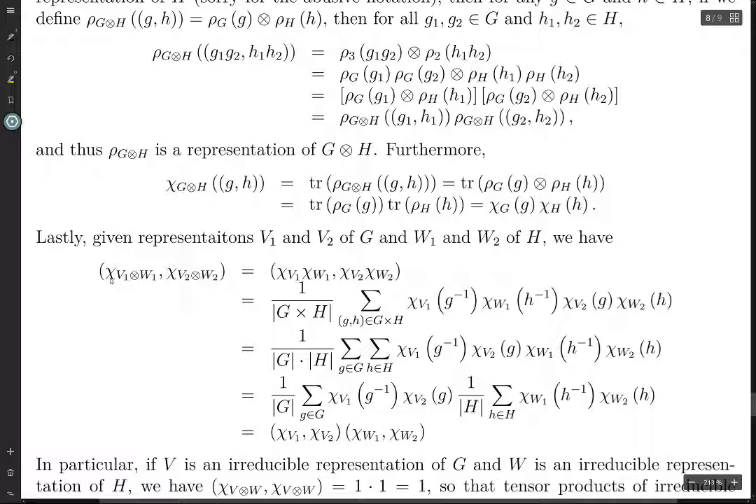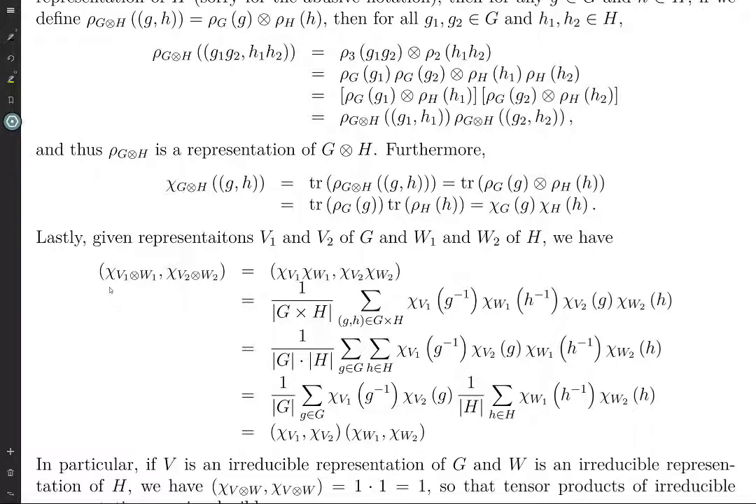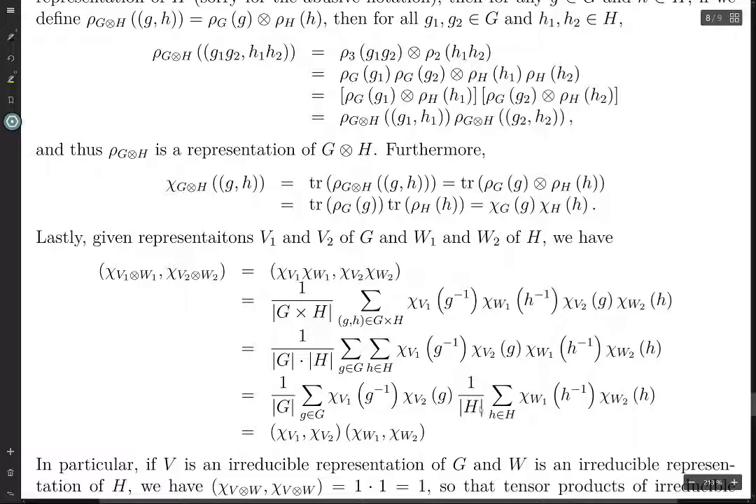If you take the character of V1 tensor V2 with V1 tensor W1 with V2 tensor W2, then we just do a whole bunch of computations. We have the set G times H, which is going to have size |G| times |H|, and we can write this like this, and then it just becomes a product here.